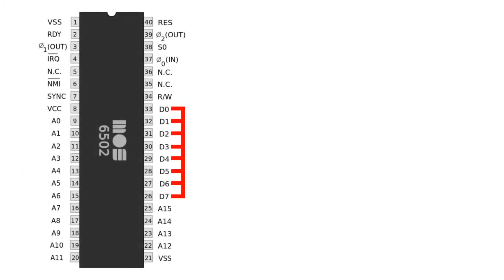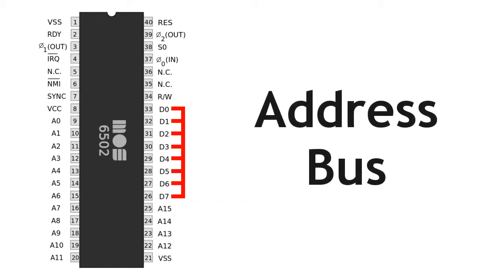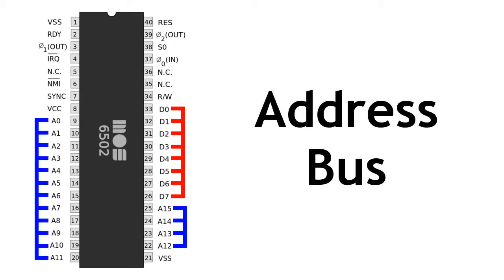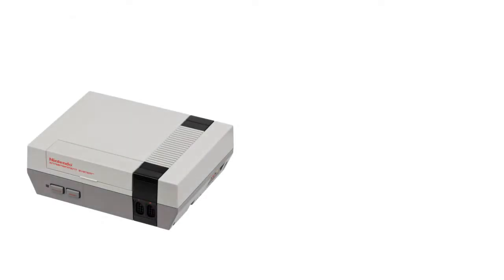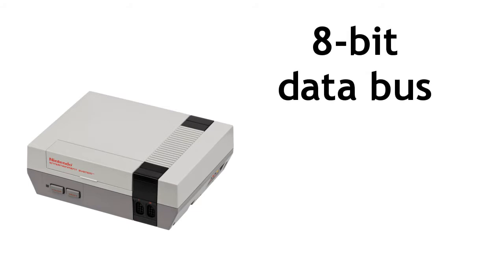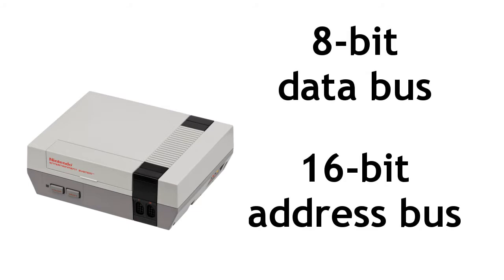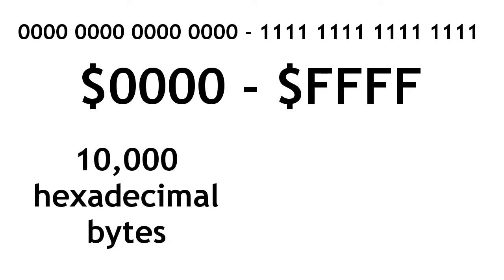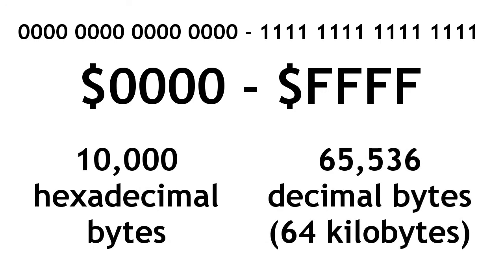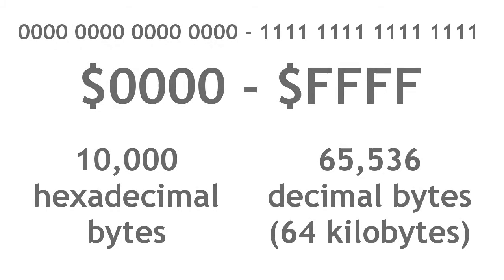In addition to the data bus, the CPU also has an address bus. This is used by the computer to know where to find the data that the data bus needs to access. As already mentioned, the NES has an 8-bit data bus, but it also has a 16-bit address bus. This means it can address memory up to a maximum of 16 bits, or FFFF in hexadecimal. Remember that 4 bits are equal to 1 hexadecimal digit. 10,000 hexadecimal bytes is equal to 65,536 decimal bytes, or 64 kilobytes.